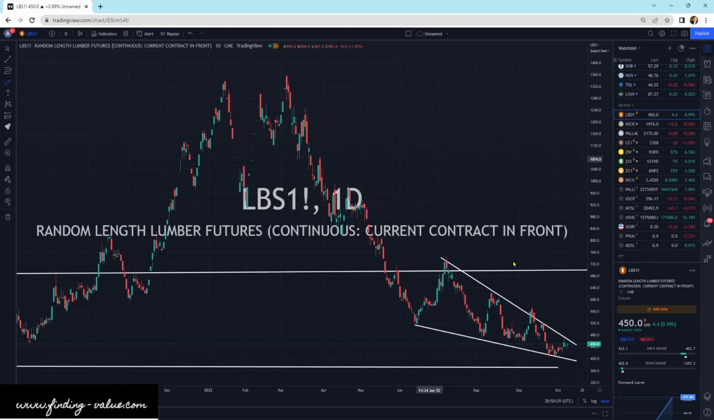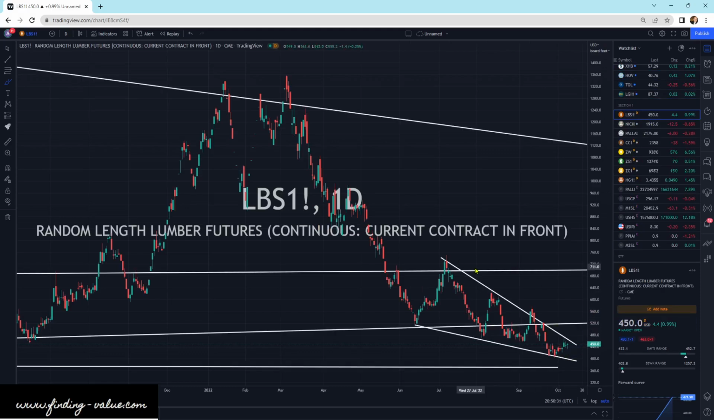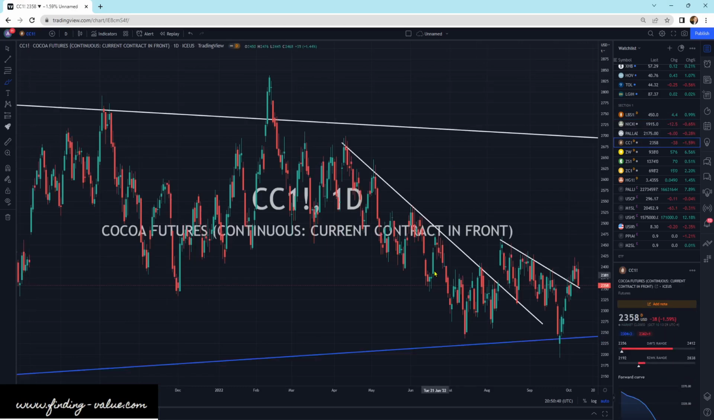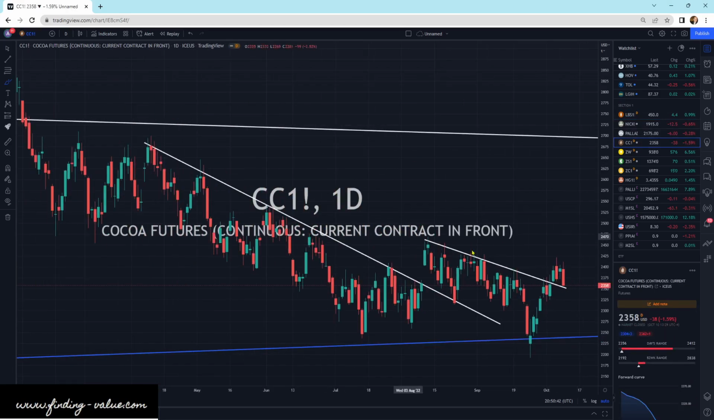Lumber up a little bit. We're still in this falling wedge. We'll see if we can break to the upside. It is a falling wedge, which usually means we break higher to the upside. Cocoa futures coming back to the support level. We'll see if that holds.